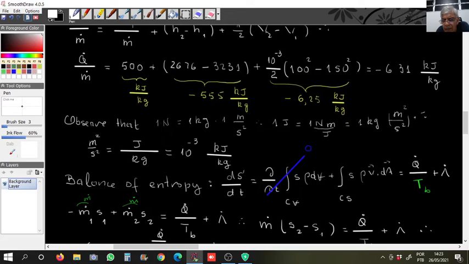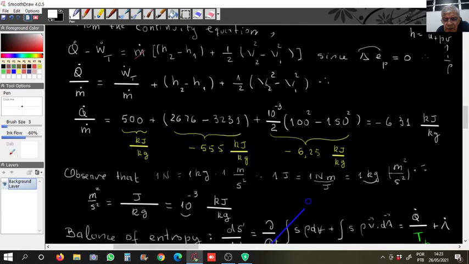But all this term here must be expressed in kilojoule per kilogram. That's why I multiply by 10 to the power minus 3. It's just over here. Now, these are numbers. If I have a calculator, I can do this easily. And here I have 6.31 kilojoule per kilogram.